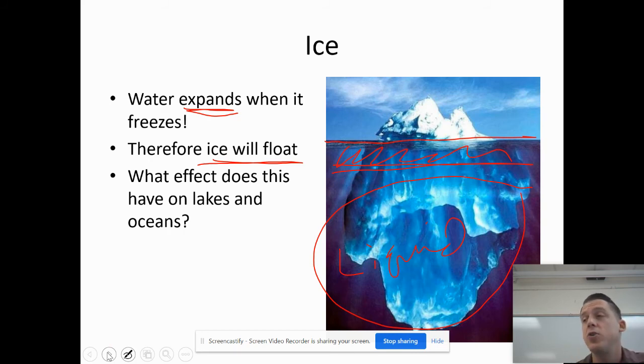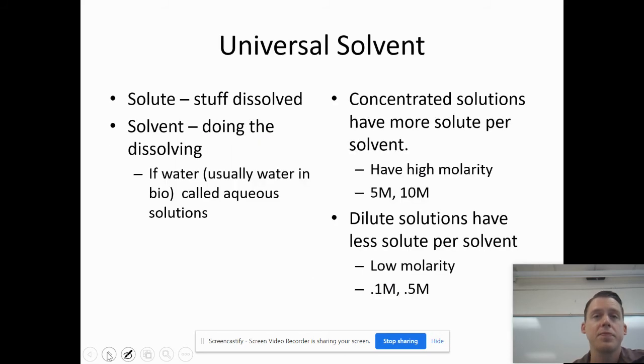So ice floats, right? If you put ice into your water, the ice should float at the top. It does not sink to the bottom. If it sinks to the bottom, there is something wrong with your water or your ice. So ice is always going to float. This is good. This keeps lakes and streams and oceans livable even when it's very cold.